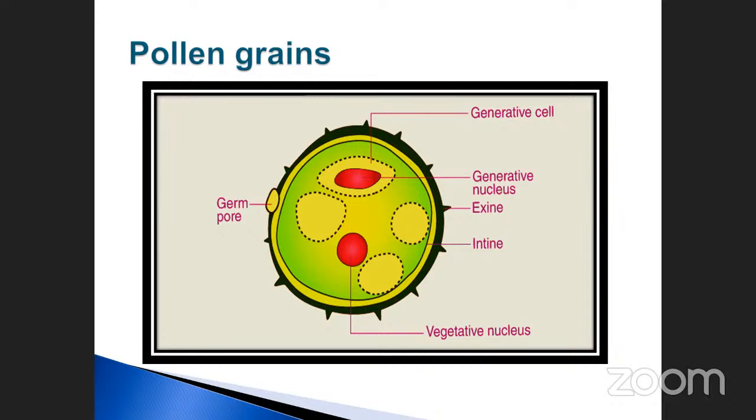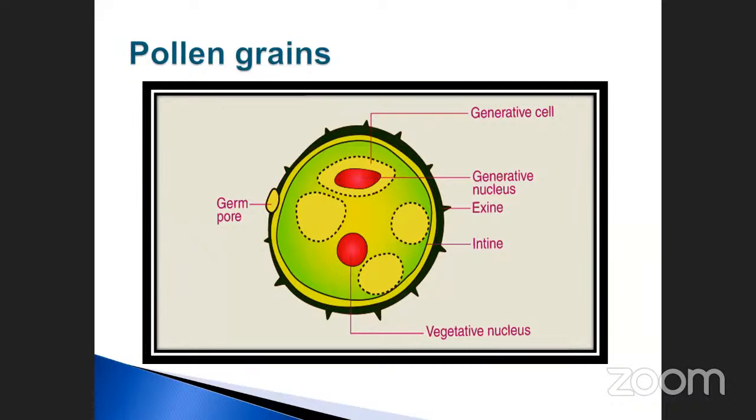There are two nuclei: one is called the generative nucleus, and the other is called the vegetative nucleus. The cell where the generative nucleus is present is called the generative cell. The vegetative nucleus is present in the vegetative cell. This is called the germ pore. This is the entire structure of the mature pollen grain.